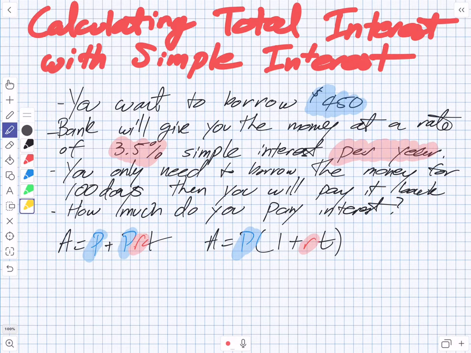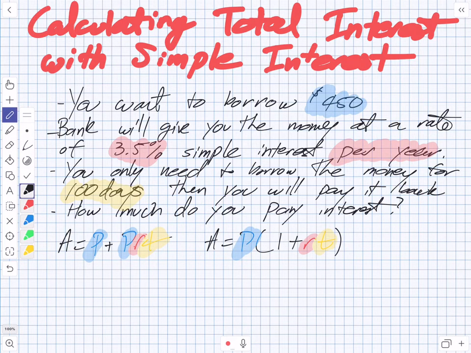And finally, how long were we actually going to borrow the money for? 100 days. Only 100 days, okay? So that's where that per year comes in and ends up being really important, okay? We're going to have to figure out how much we're going to owe the bank back after 100 days. 100 years would be a long time.